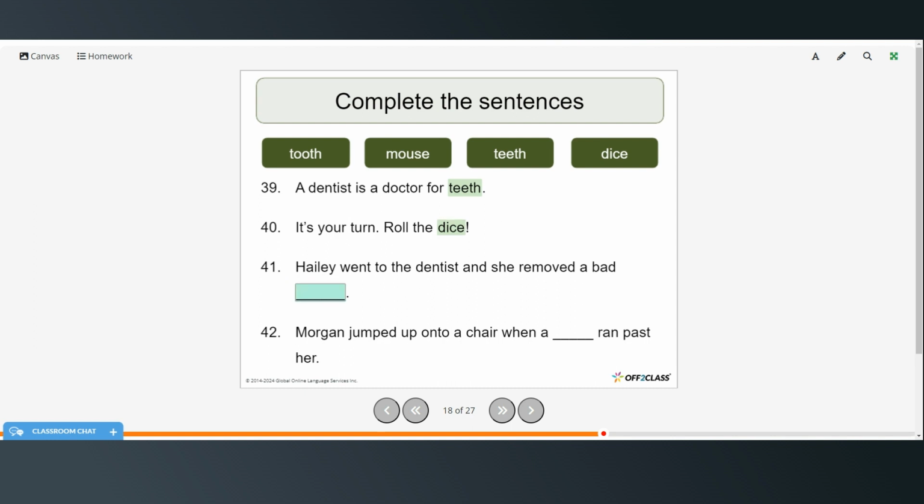Haley went to the dentist and she removed a, so now we know with a we've got to use the singular form. So a bad tooth. And Morgan jumped onto a chair when a, again, the singular, mouse ran past her.